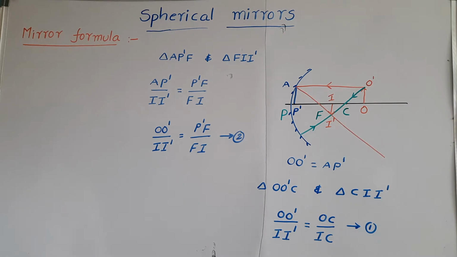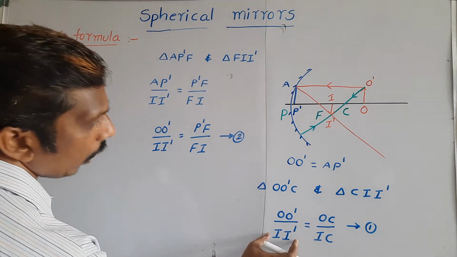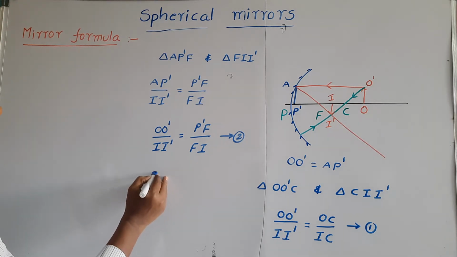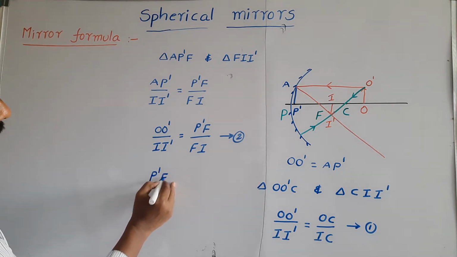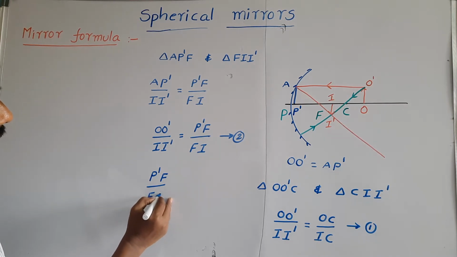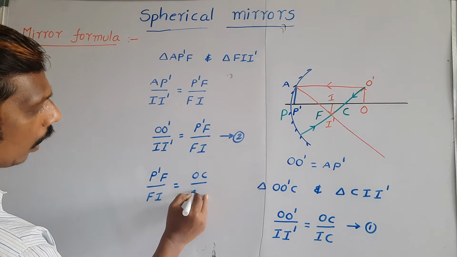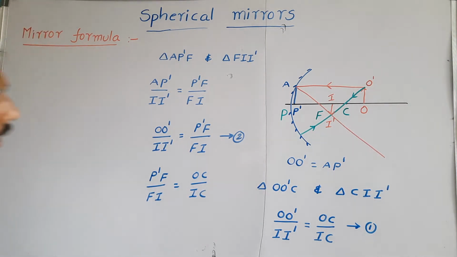2 equations we got. Equation 1 and equation 2, because in both equations the LHS are equal, that's why we equate the RHS. Then we can write P dash F by F I is equal to OC by IC.